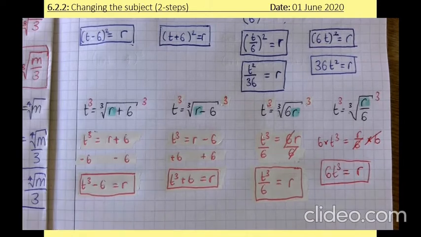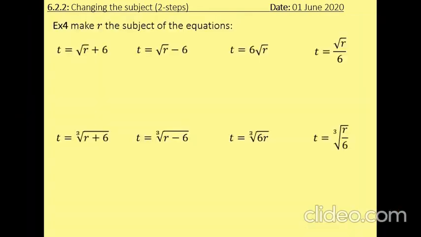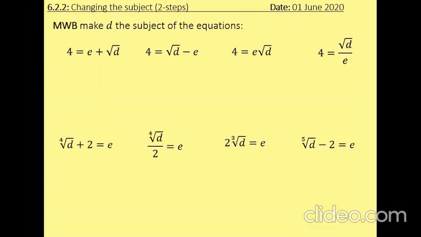So now you're going to do some practice questions in your book and mark them to see how you've understood this. So, if you could pause the video and have a go at these 8 questions in your book. You're making D the subject of these equations, so pause the video now.